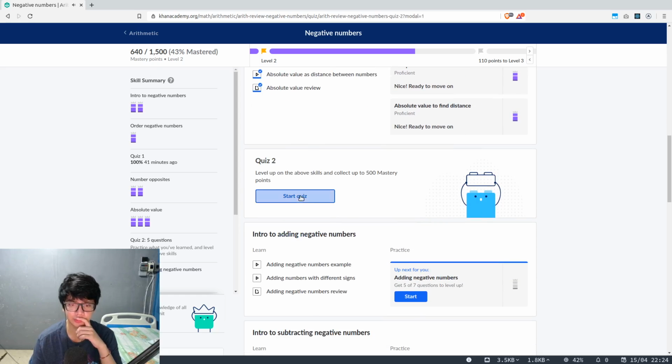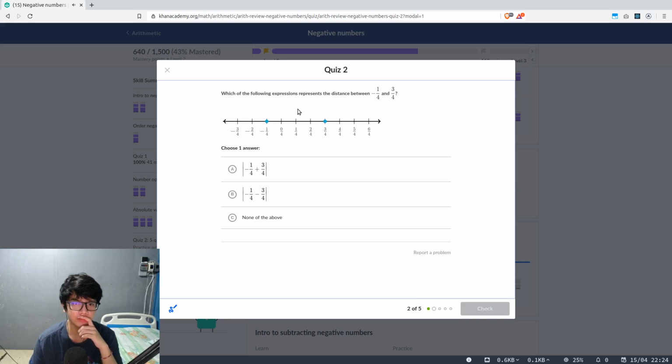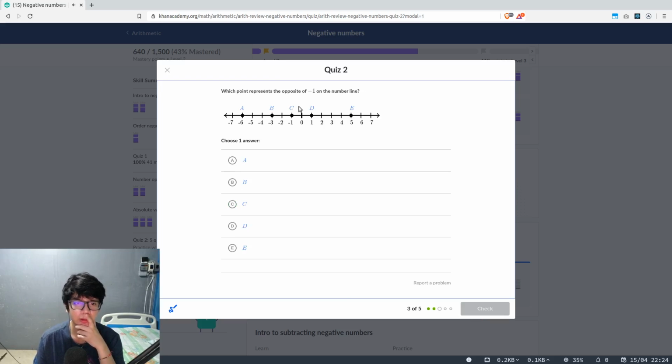Let's do the quiz. Fill in the blank. Oh, it's gonna be. Which of the following expressions represents the distance between negative 1/4 and negative 3/4? Oh, it's this one. Which point represents the value of negative 1 on the number line? Okay, C. Oh, the opposite of negative 1. It's gonna be D.